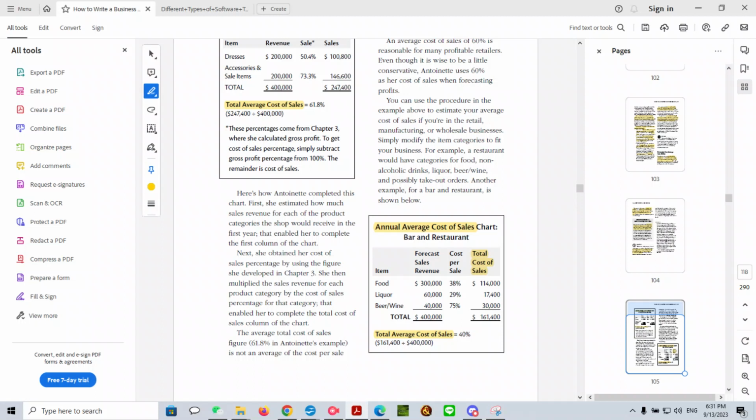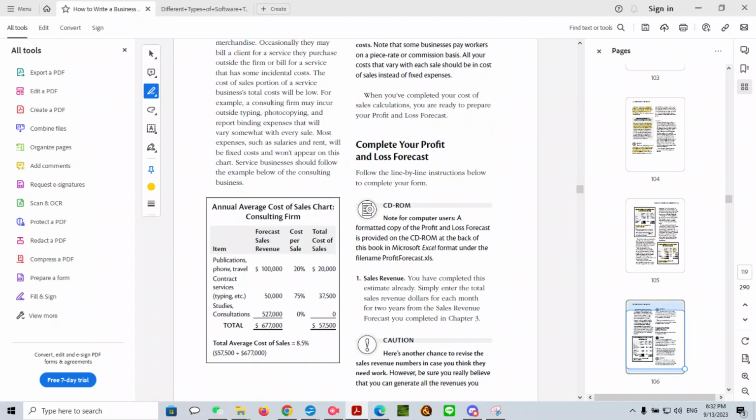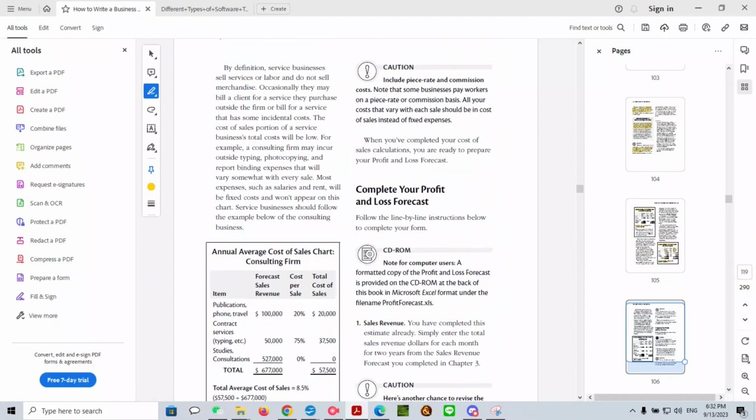The other way that they mention is total average cost of sales, which is 40%. What is it? You take the total amount, then you take the cost of the sales, and you divide it by the revenue. Notice we don't multiply it because we're doing an average. Whenever you do an average, you're always dividing. It's very simple, basic math.